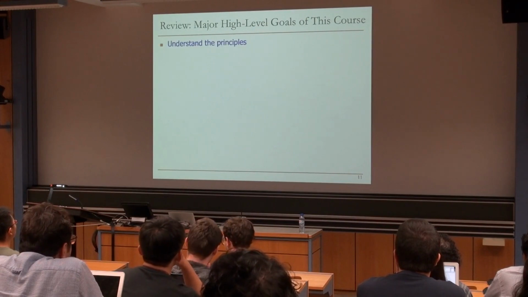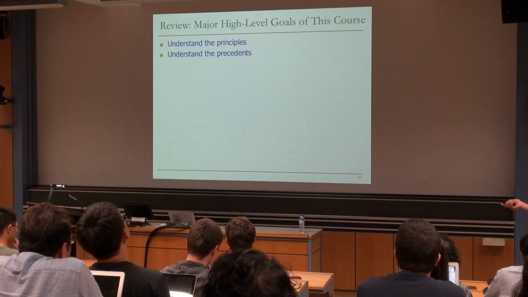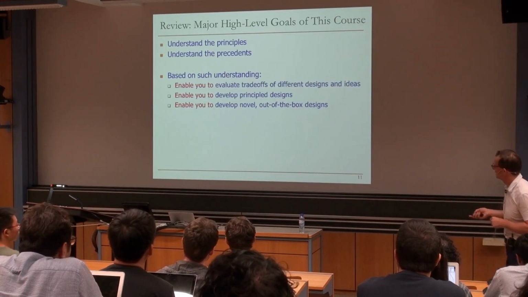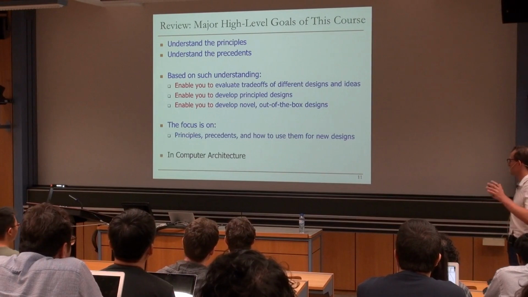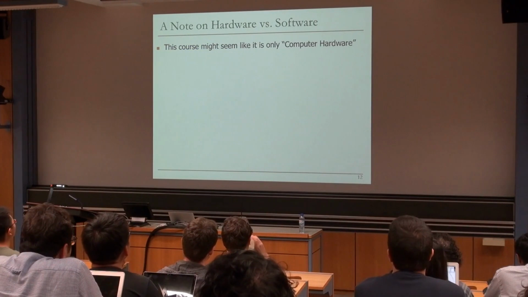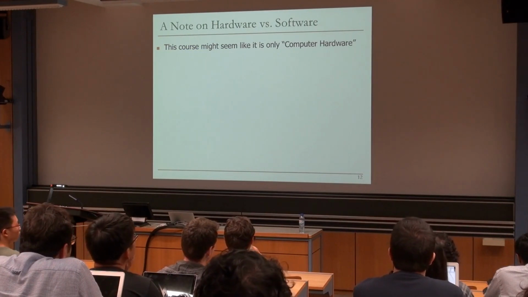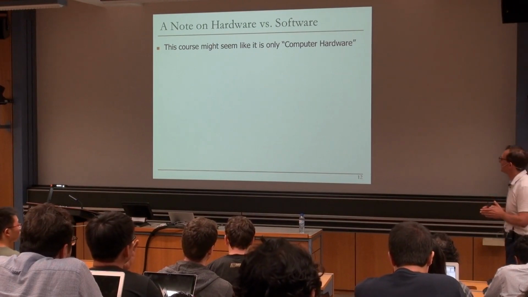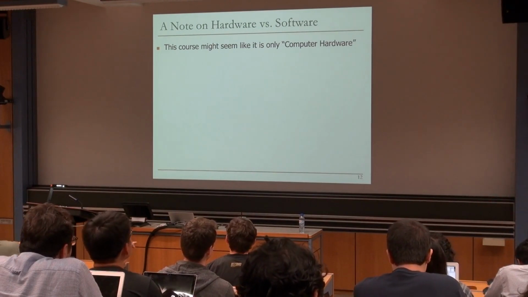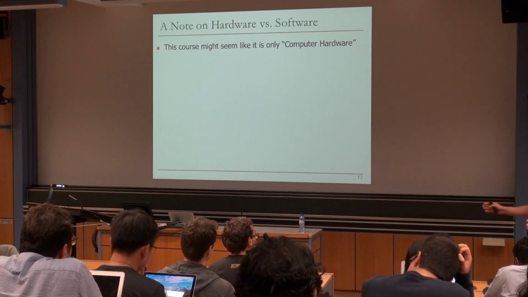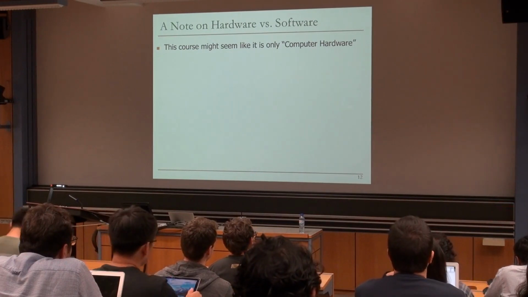Okay, so basically the major high-level goals of this course is to understand the principles and the precedents. I think I've said this before. Based on such understanding, do all of these. I'm going to skip this because we already said that. So I think this course might seem like it's only computer hardware, but as I said earlier, hardware and software are really blending and merging today. And that's true not only from a research perspective, but from a real product perspective also. So if you look at big companies, they're feeling extremely limited by what they can do in software. As a result, they move to hardware, all of them actually.